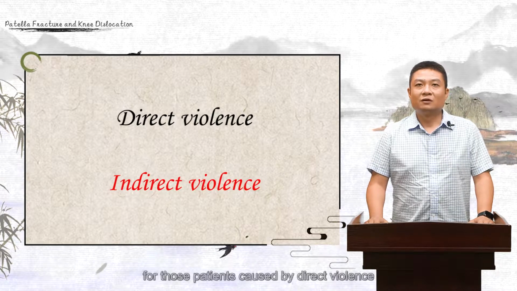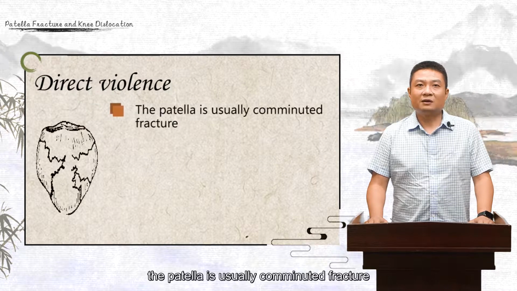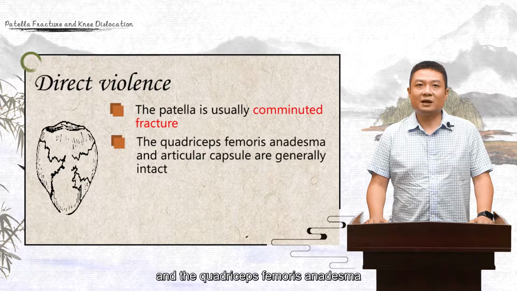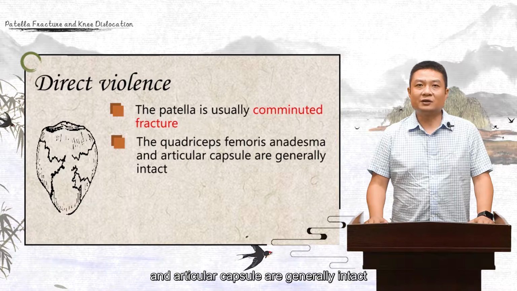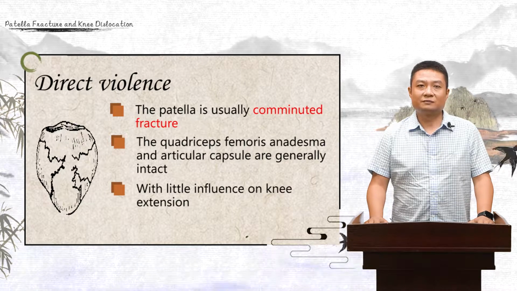First of all, for patients with direct violence, the patella usually has a comminuted fracture, and the quadriceps, retinaculum, and articular capsule are generally intact, with little influence on knee extension.